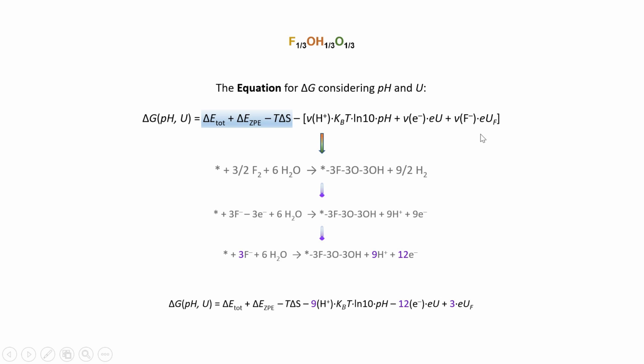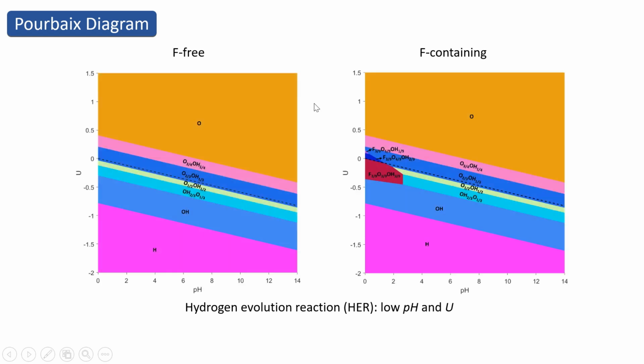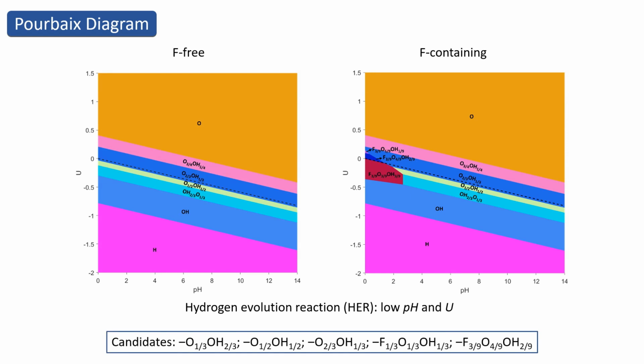Based on these calculations, we derived the stoichiometric coefficients for hydrogen ions, electrons, and fluorine ions, and then plotted the corresponding Pourbaix diagram. Firstly, for fully terminated surfaces, we consider two cases: one is fluorine-free, and the second is fluorine-containing. Furthermore, we also consider the binary and ternary surface terminations. Ultimately, we selected 5 cases near the HER equilibrium line and within the low potential and low pH.